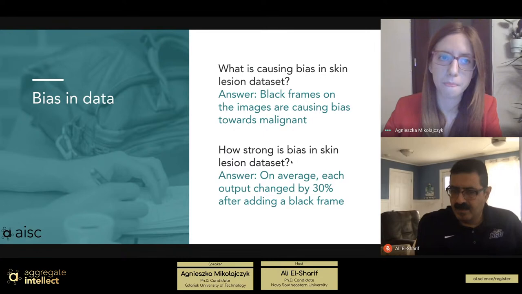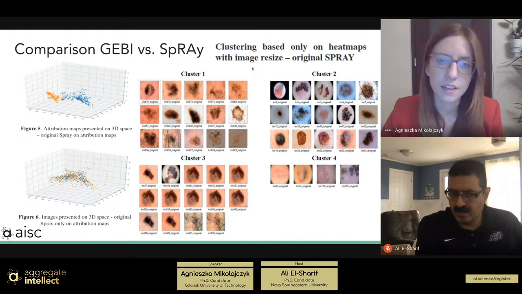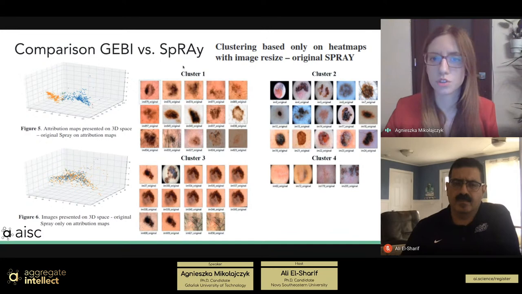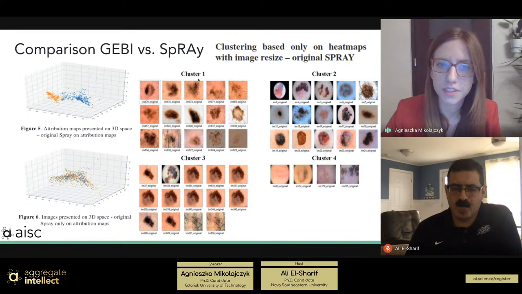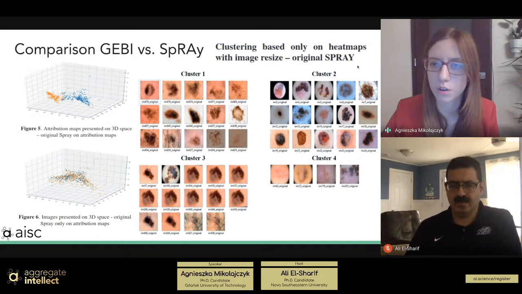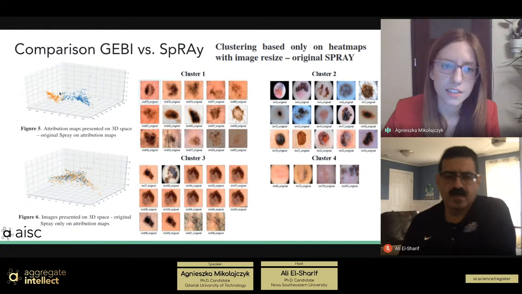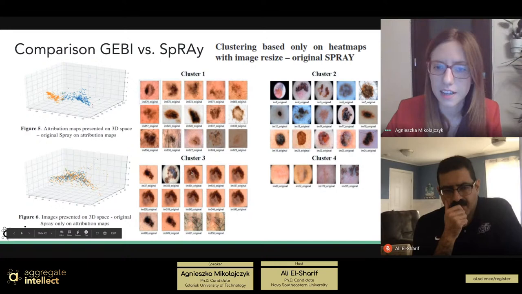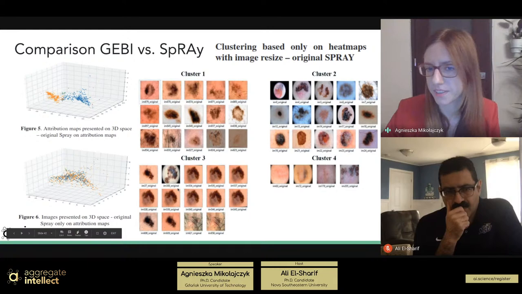We also compared GEBI versus the Spray method. It's actually really hard to compare those two methods because there is no single measure that allows us to straightforwardly compare them. So instead, we created a visualization of attribution maps and images presented in 3D space after clustering them with spectral clustering. Here you can see clustering based only on heat maps with image resize. This is the original Spray method. Here we can see that it clustered mostly into two different clusters, and images are very mixed. In cluster third and fourth, we have almost only repeating images, and cluster fourth is even very hard to analyze.